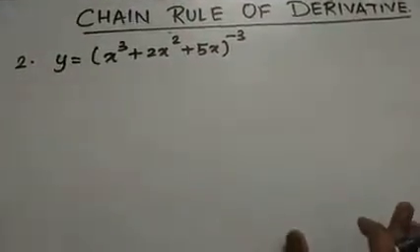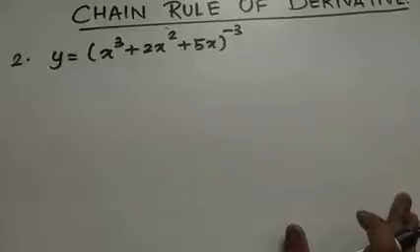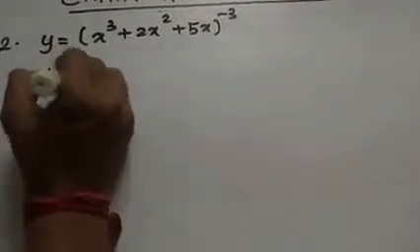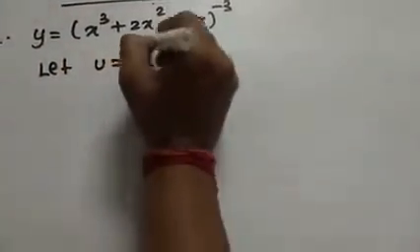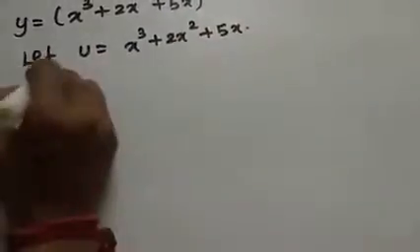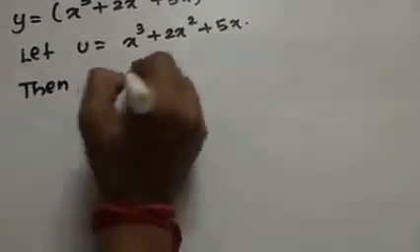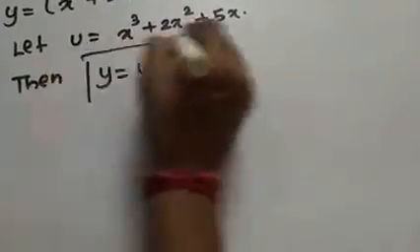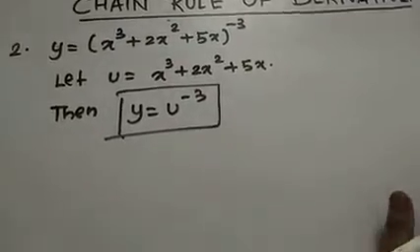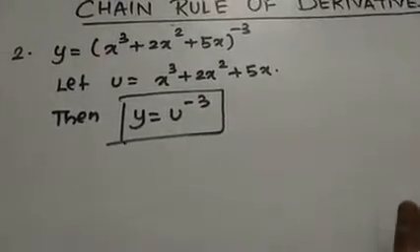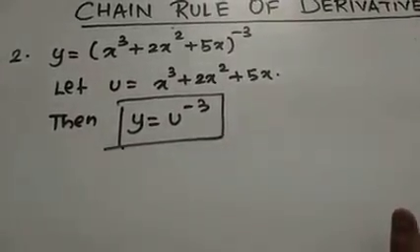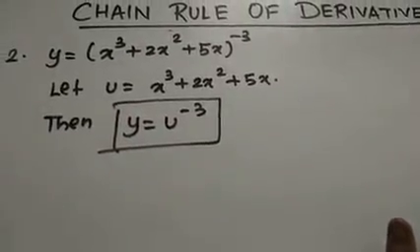This is similar to the previous one. y equals (x cube plus 2x square plus 5x) to the power minus 3. In the same way, I'm just giving the hint to you. You will assume let u equals x cube plus 2x square plus 5x. Then your y will be u to the power minus 3. Got it? Then you have to differentiate this, and then putting the value of u, you will get your final answer. You will solve this and tell me the final answer of this. I'm just keeping this for you students. Try this one. Let us do the next question.